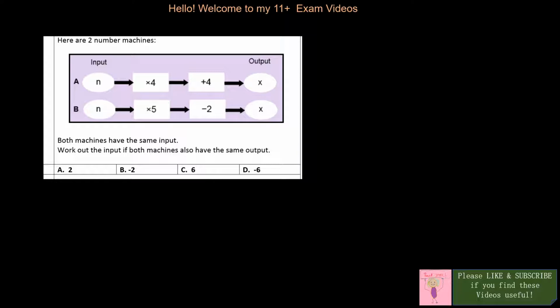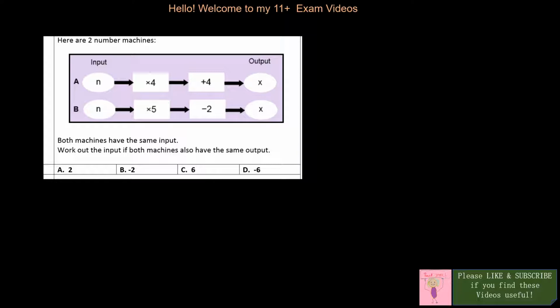So here are two number machines, right? We have got two machines, A and B, and both machines have the same input. Work out the input if both machines also have the same output. So they have given us these answer choices.